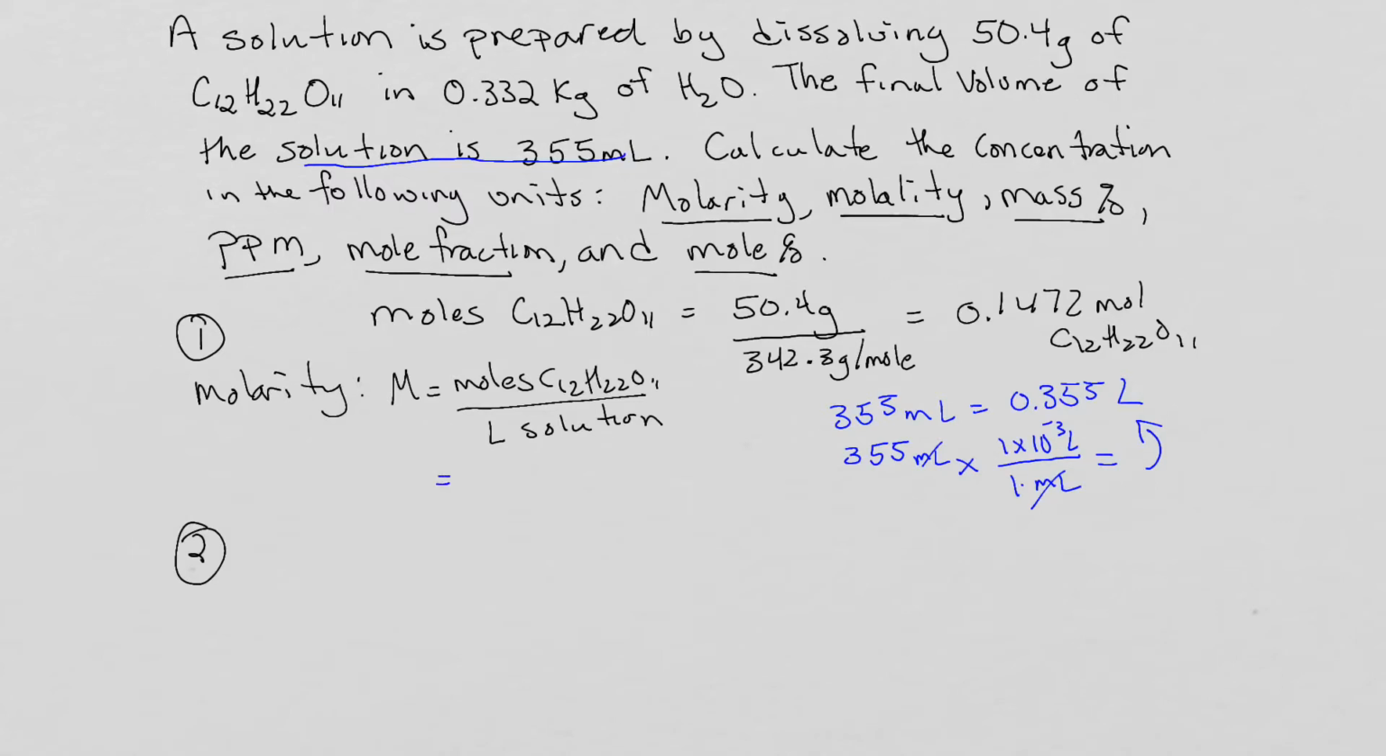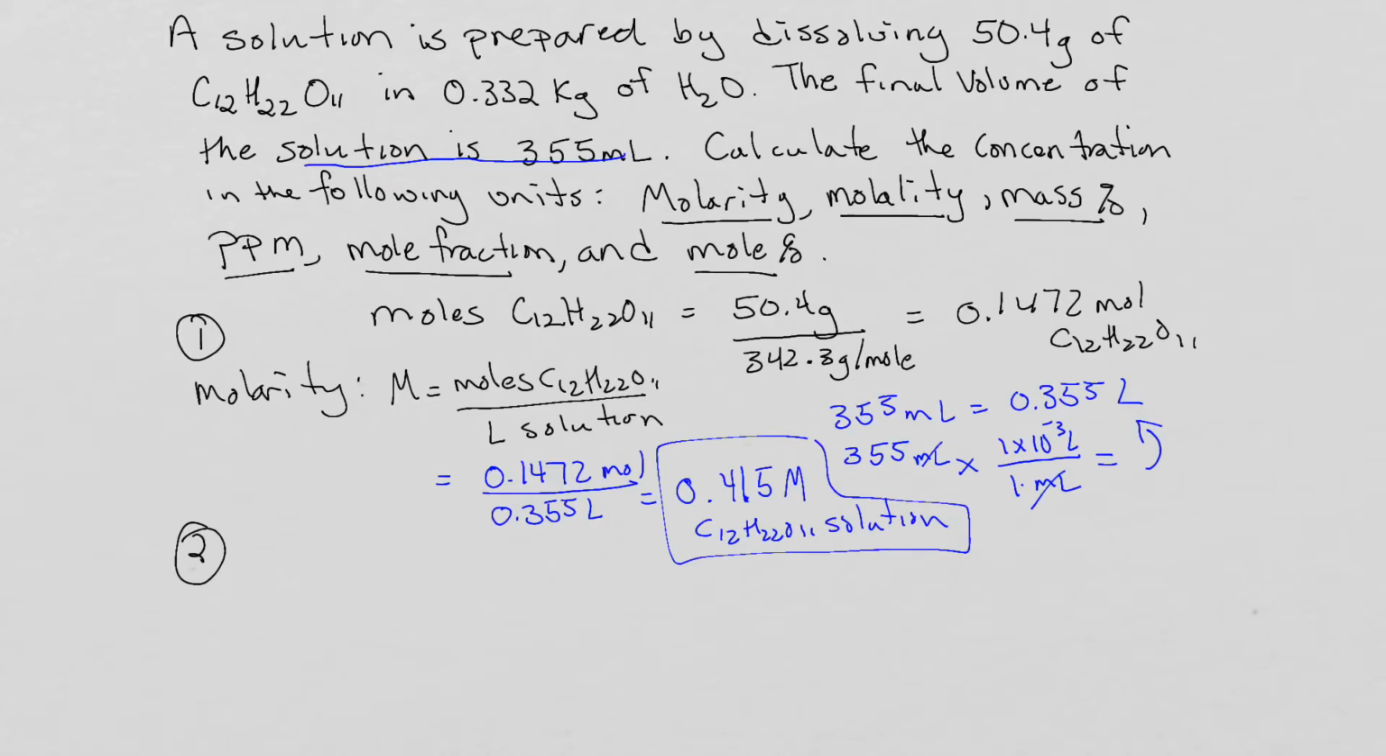So if I'm going to calculate this, I have 0.1472 moles divided by 0.355 liters equals 0.415 molar C12H22O11 solution. So my molarity is 0.415.